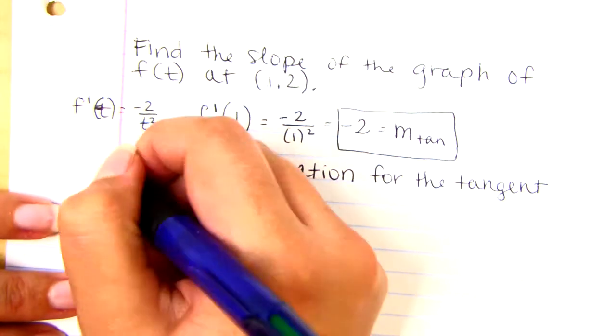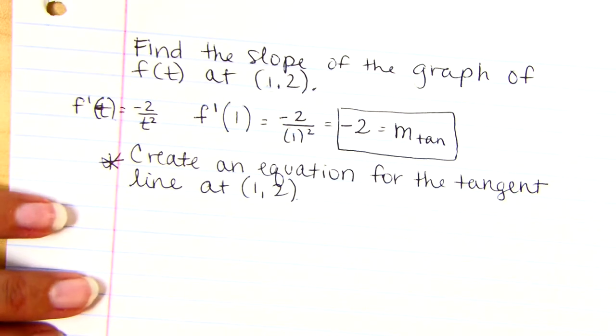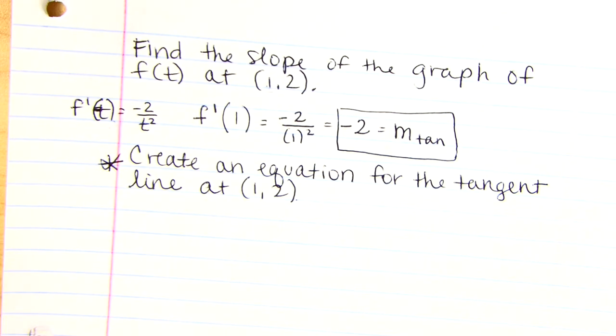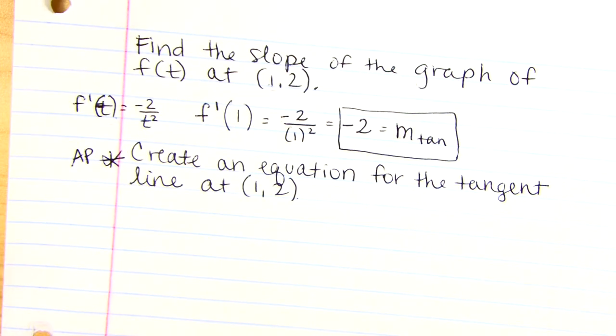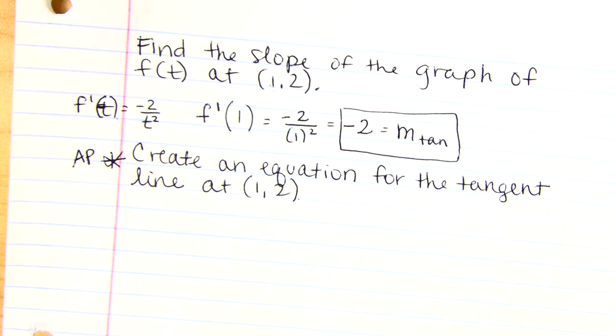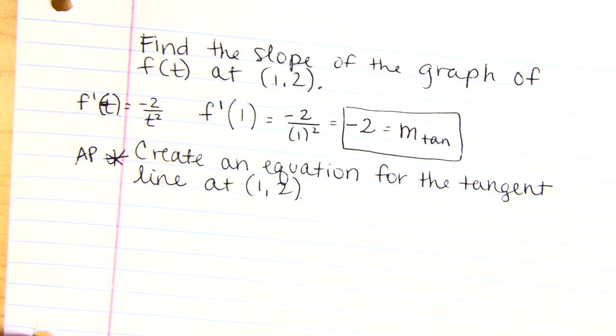Now this is a great AP question that should be a gimme question. They love to say, create an equation for the tangent line at a point. And Jacob, you actually brought up point slope earlier. And that's the formula we want. It was just out of context.